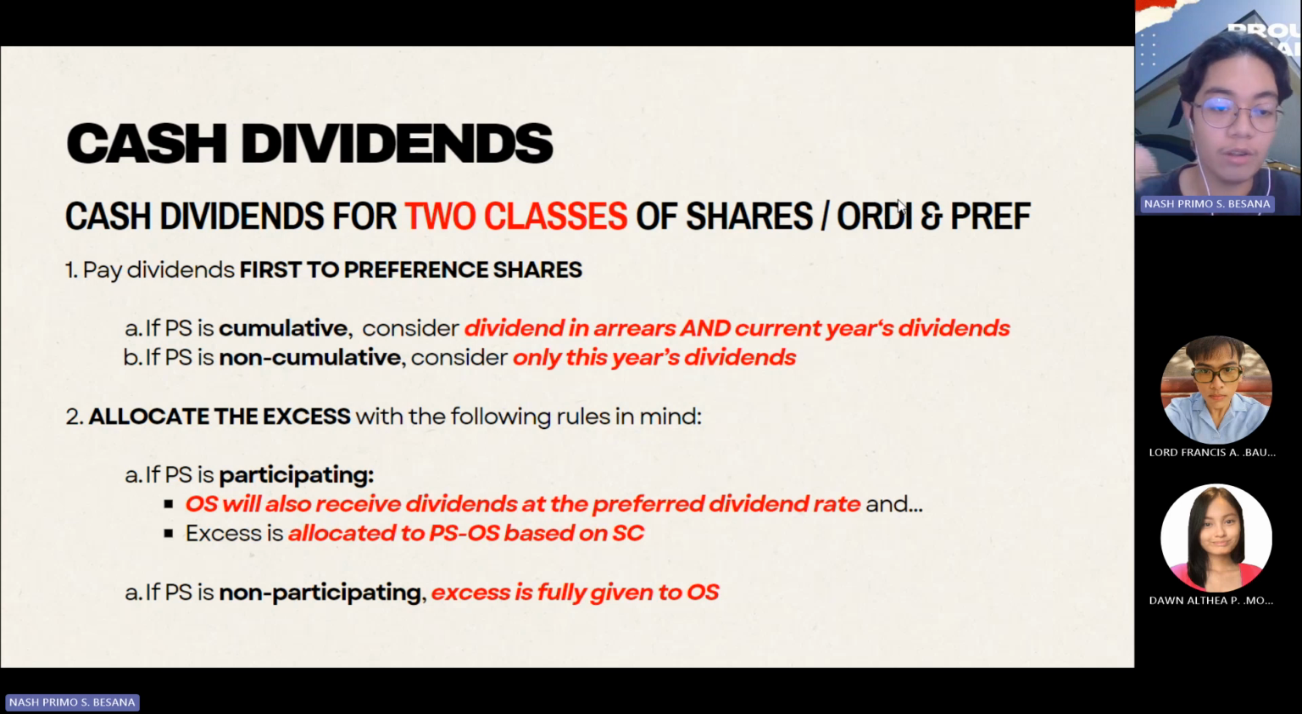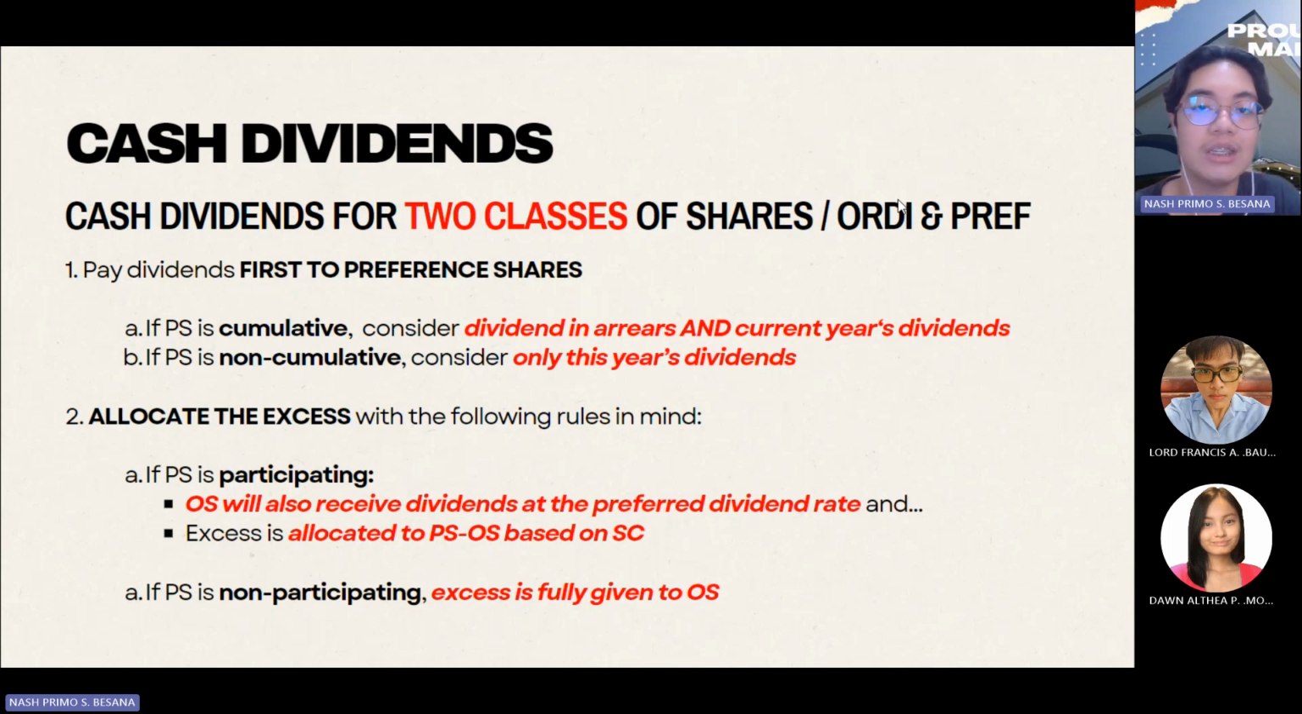And then, further excess is allocated to preference and ordinary based on their share capital. So, gagamit tayo later ng ratios of their share capitals to further allocate kung meron pang natira after nung preference share dividends, after nung preferred dividend rate, kapag may natira pa, they would be allocated based sa ratio ng share capitals. And then if non-participating naman, mas madali.